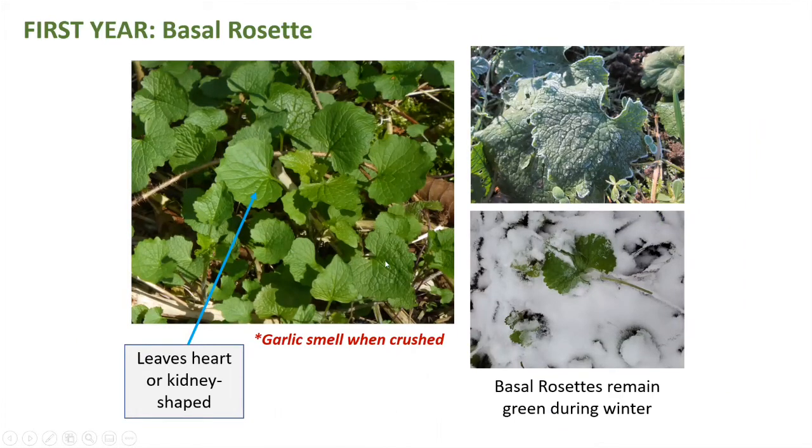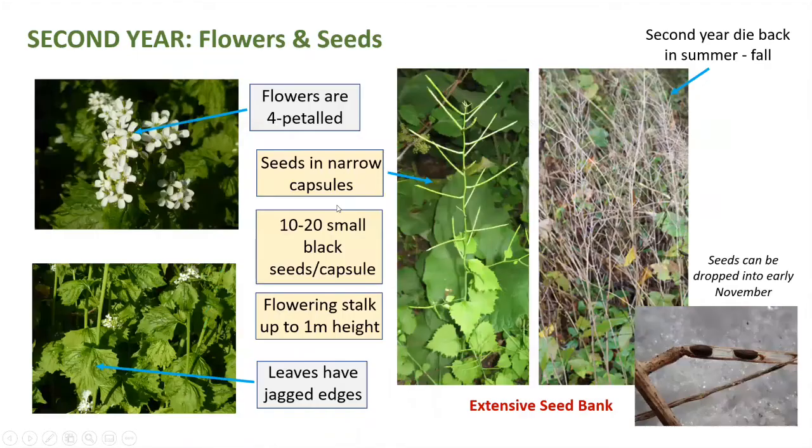The first years are found in these low-lying basal rosettes with leaves that are heart or kidney shaped and coarsely toothed, and they also have a garlicky smell when they're crushed. That's very characteristic.